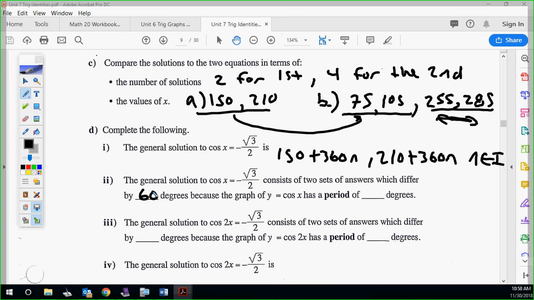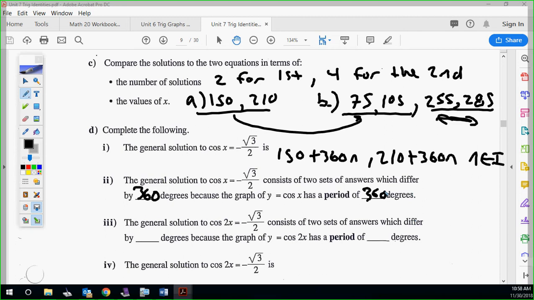Okay. Oh, wait. What are they saying here? Let me read this. General solution consists of 2 sets of answers which differ by, okay, they're talking about writing the general solution because the period's 360. And so then, remember I talked about yesterday about how when your period changed, then that n number changes, right? We kept going 2 pi all the time because our period didn't change. Now our period changes, right? So look, the general solution of 2x consists of 2 sets of answers which differ by, okay, right, 180 degrees, half of the normal period.